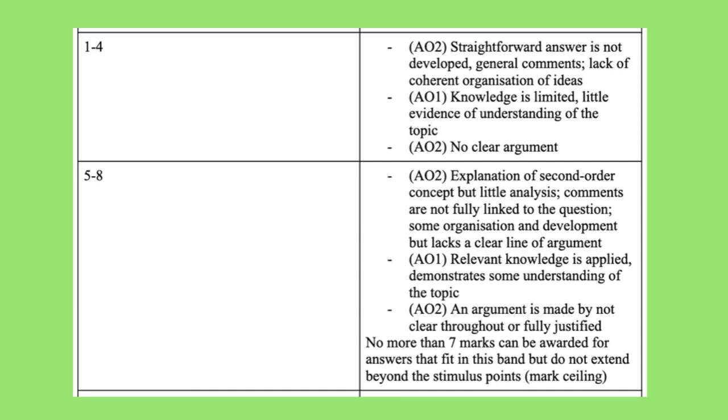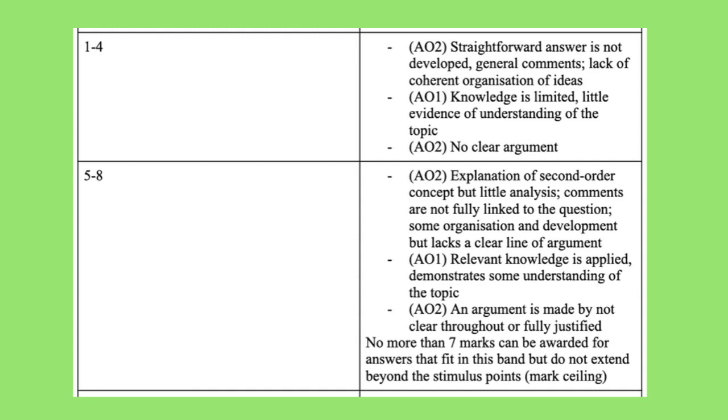The first bullet point in the bottom 2 bands will mean that you've answered the question, but your comments are maybe a little bit general. So that means that you've given information, but you haven't really linked it to whether or not you agree with the statement. Your answer might require a little bit more development and a little bit more explanation and detail for the examiner to really understand what you're trying to argue.